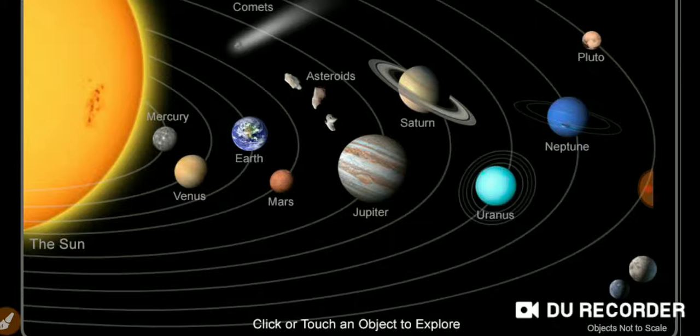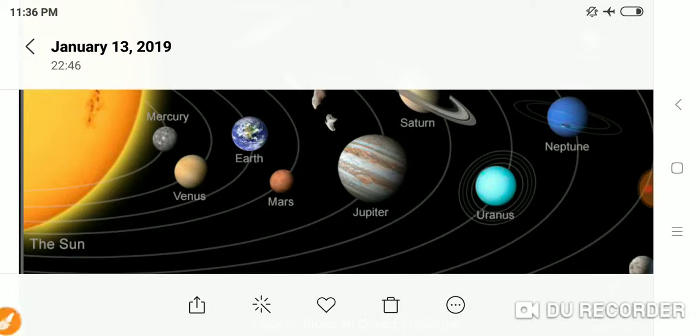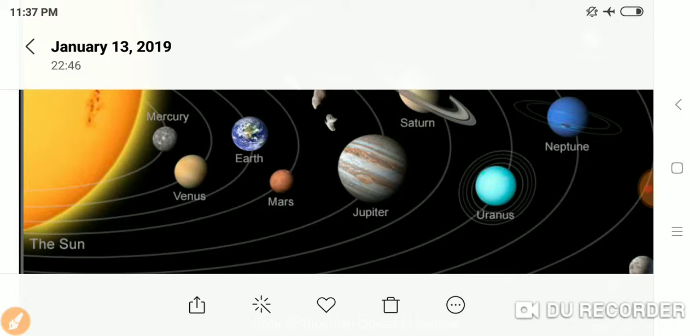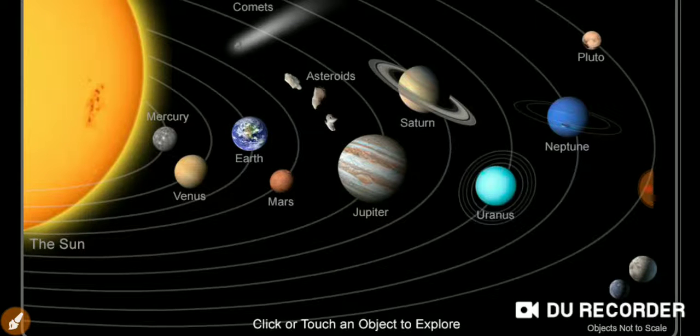Next point is that you can see the black spots on the Sun. See, these are black spots on the Sun. This is because at those black spots there is no reaction taking place, so they are not able to emit light. That's why we can see the black spots on the Sun.